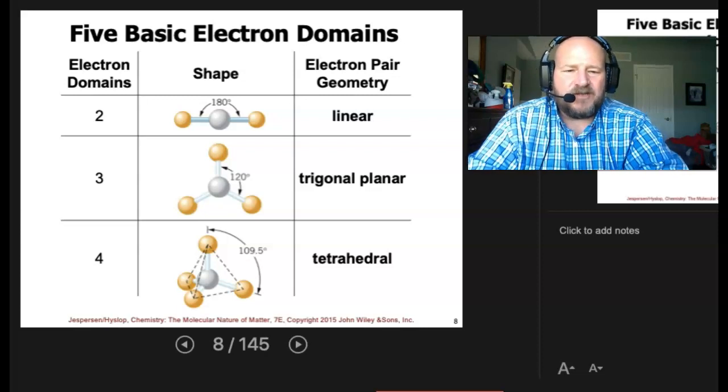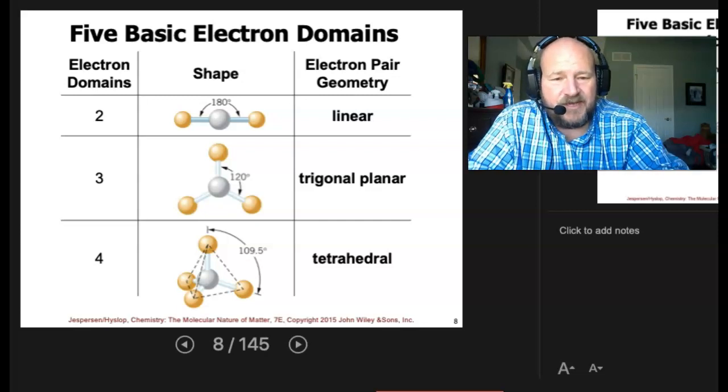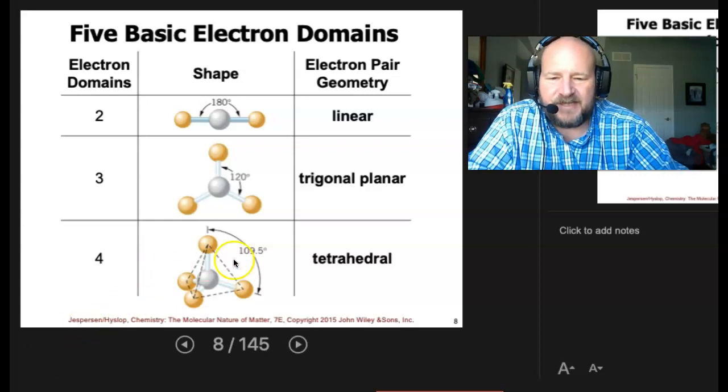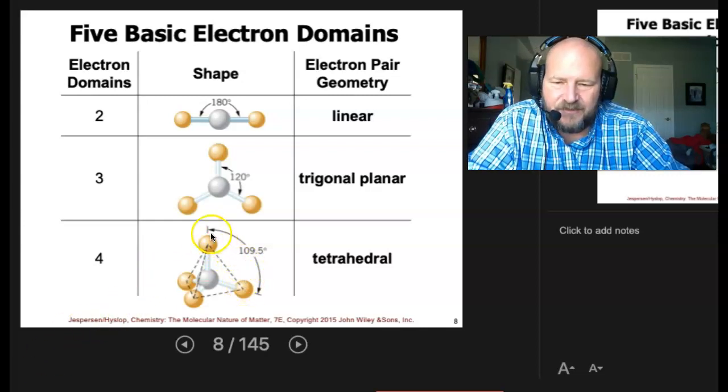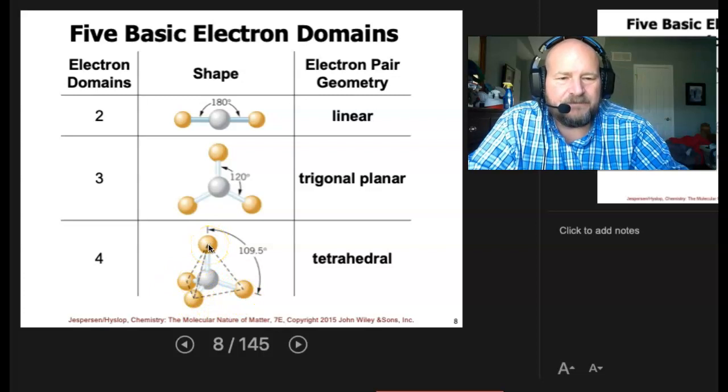Now once we get to 4 electron domains, the electrons are going to pop, is the way I like to think about it. They're going to pop out of the 2D and into the 3D, and we're going to form a tetrahedral. Here we can see that tetrahedral is going to give us about 110 degrees between the two electron domains. So we have our central atom, and then we form this tetrahedral. It's like a triangle-bottomed pyramid. We have 3 points on the bottom and then 1 point on top.